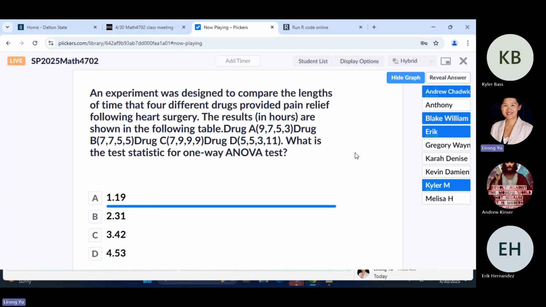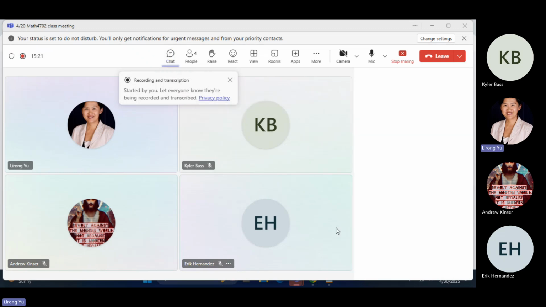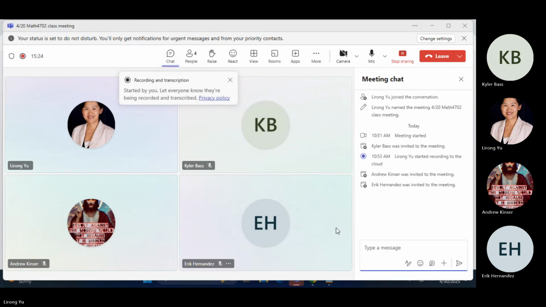Today is the last day of school. Do you have any questions you want to ask before we finish? I don't have anything new planned for today. It's pretty much a review time. Any questions? The final exam study guide is posted on the review page. If you haven't looked at it, you can take a look. We talked through it on Monday. So I don't have anything new to talk about today.